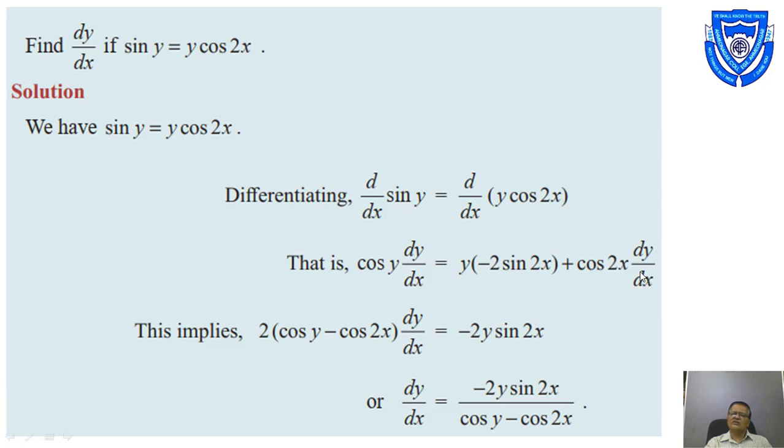That's all. Now the next part is just to simplify this. Take terms in dy by dx on one side, terms which are free from dy by dx on the right side, simplify them and get the answer.